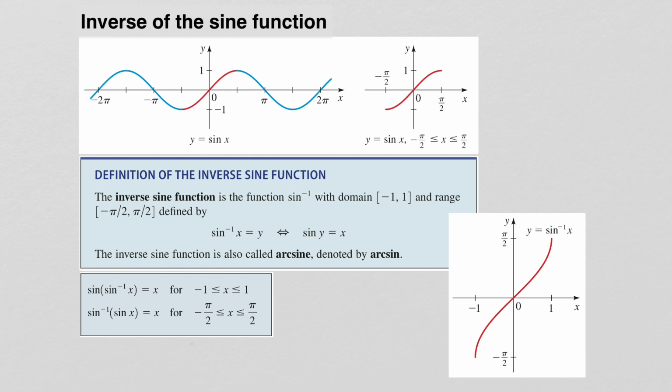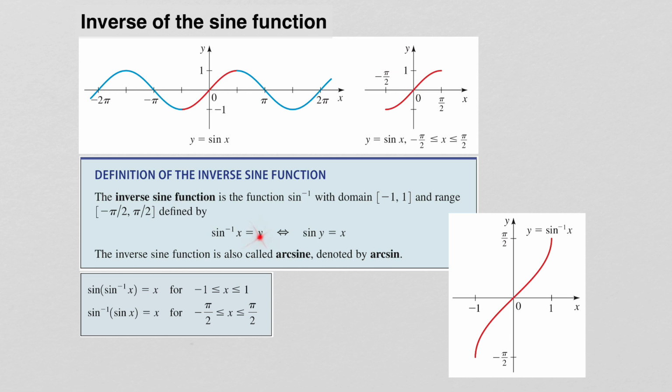So in doing this, the domain of the sine function is all values of x between negative pi over 2 and positive pi over 2. And the range of the sine function is all values between negative 1 and positive 1. So with this, we can now define the inverse sine function, which is denoted sine with a little negative 1 up here. And it will have a domain of all values between negative 1 and positive 1, and a range of all values between negative pi over 2 and positive pi over 2.